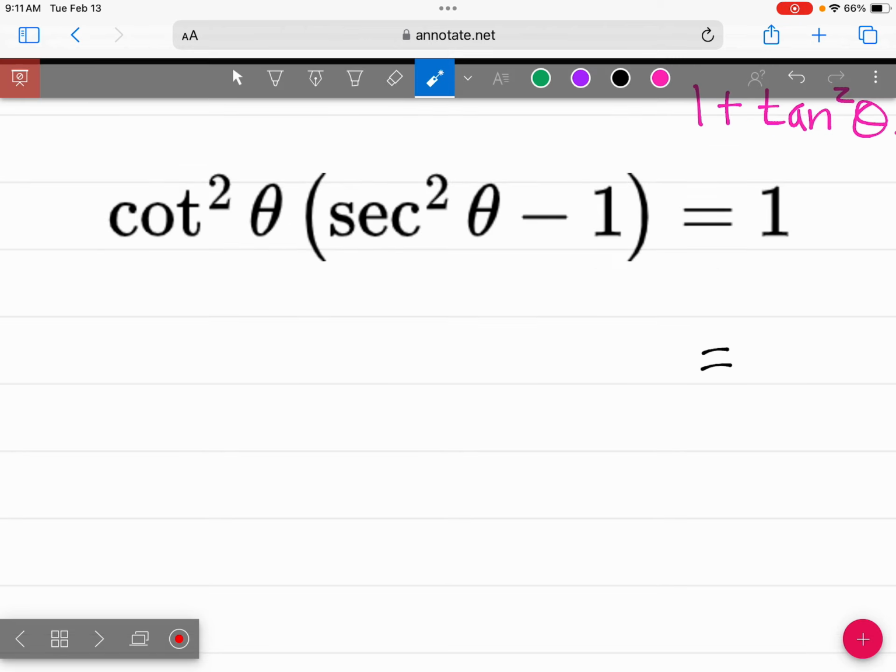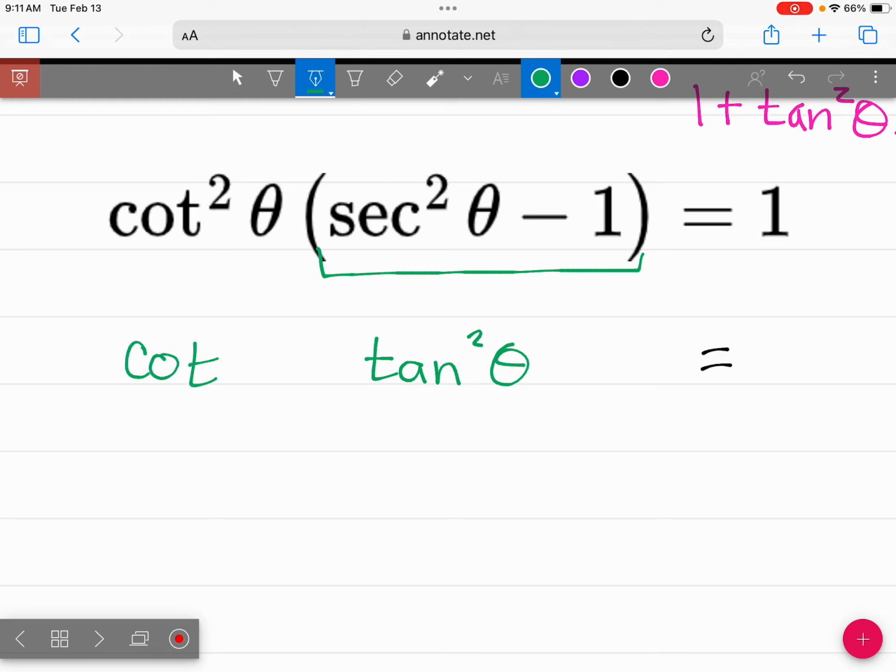Check for an identity in here. Because this whole thing equals what? Tangent squared. So this is the tangent squared of theta times cotangent squared of theta. So check for an identity first. That's definitely the easy way.